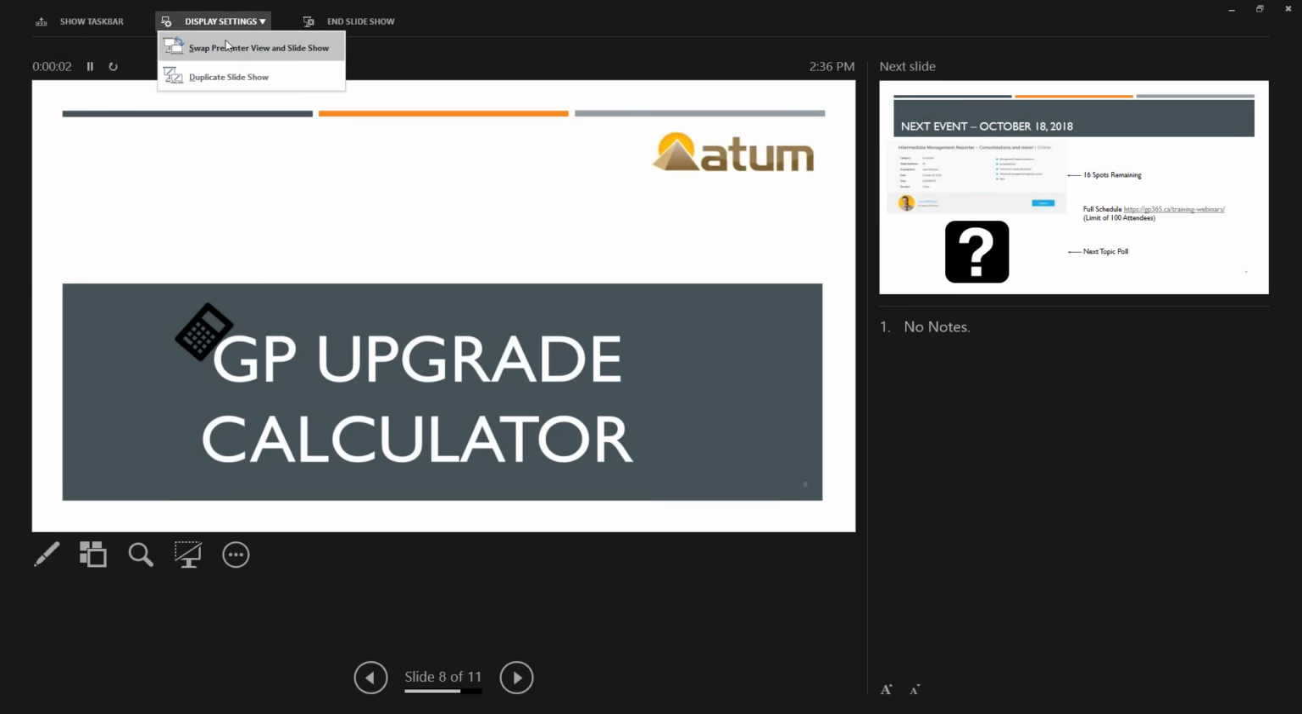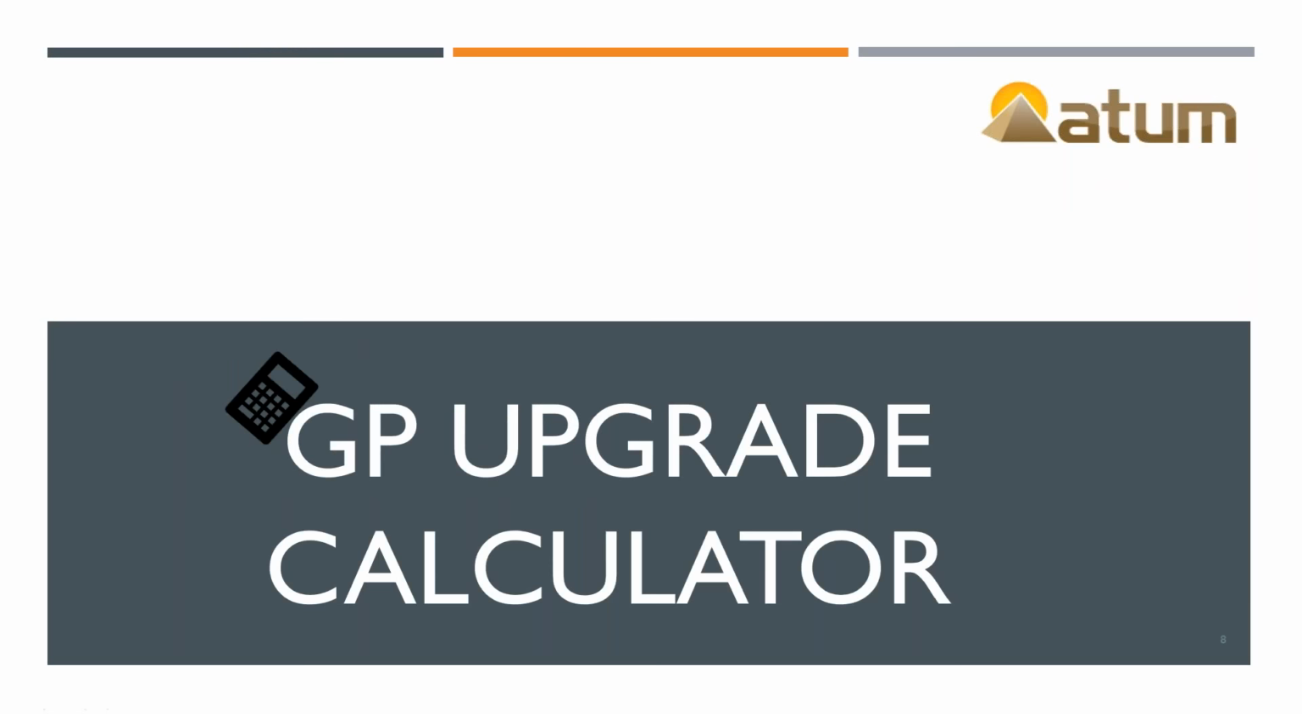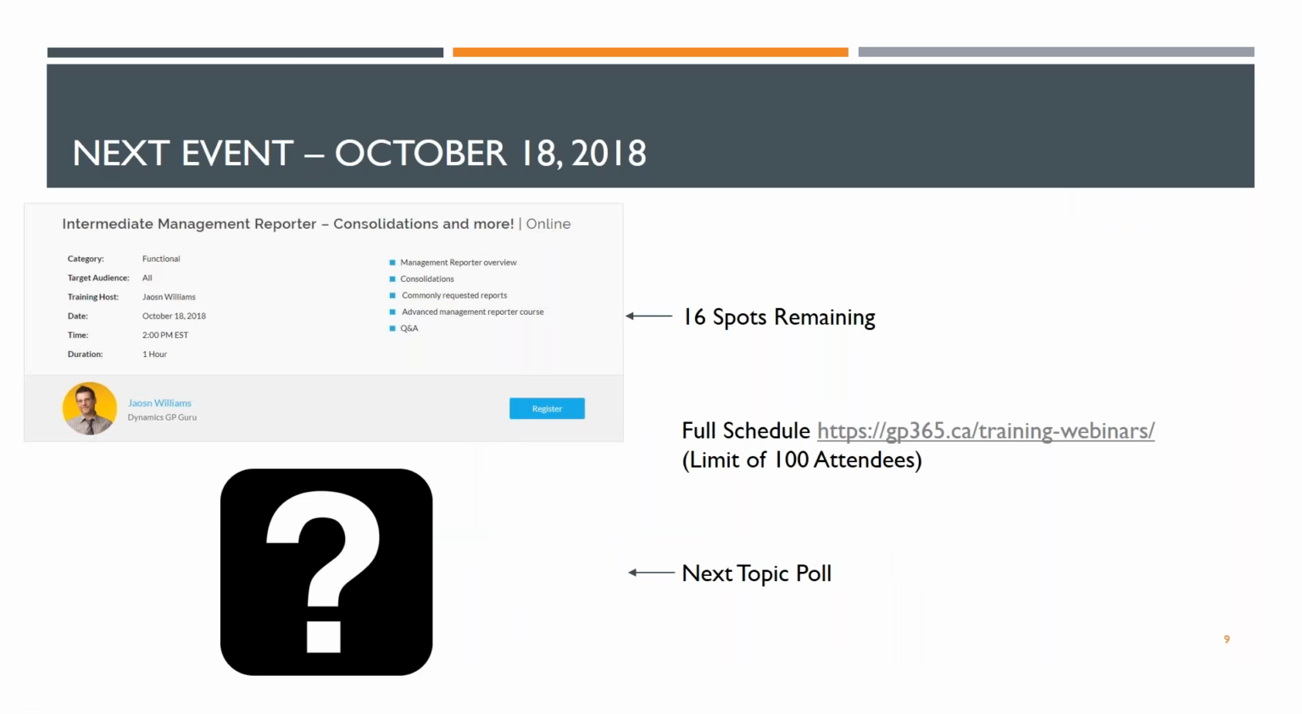All right, let me just switch this around. Okay, so the last few things here to finish up is our next events. The next event is on October 18th, and this is one that was requested by a whole bunch of people, which is an intermediate management reporter course. So we're going to be covering consolidations. And actually, Jason, you're going to be doing that one. Are you ready? No? Okay. You've got a little time. We have 16 spots or so left as of a few hours ago. So sign up if you're interested.